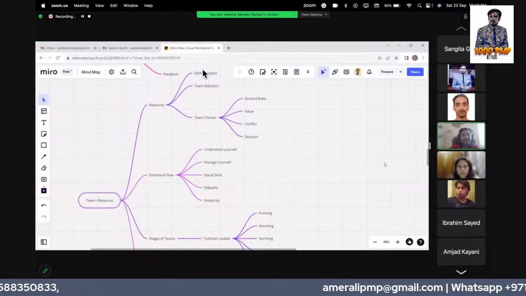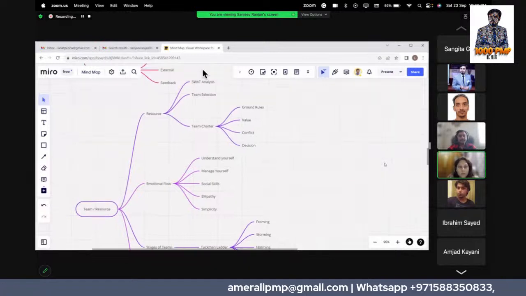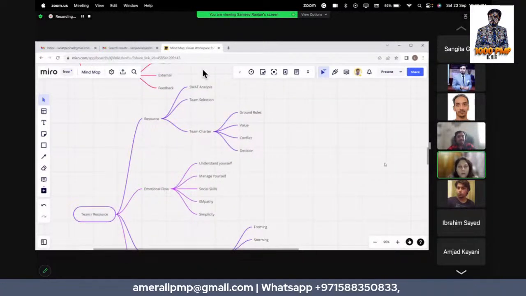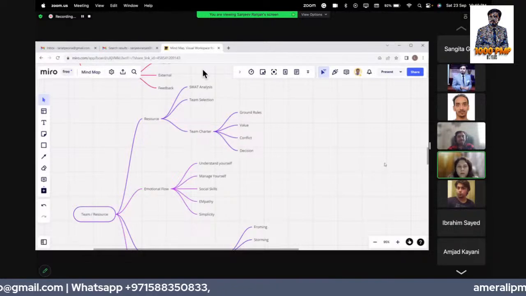Team and resource. So we have resources normally in PMP. And to be able to analyze the resources, we have the SWOT analysis and the team selection.